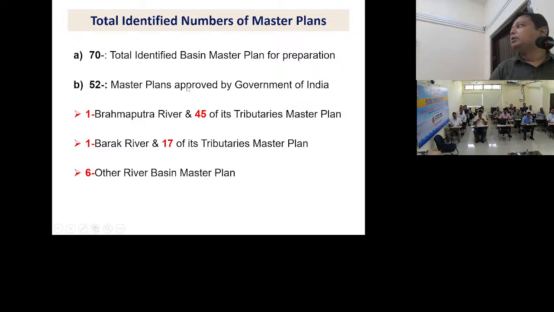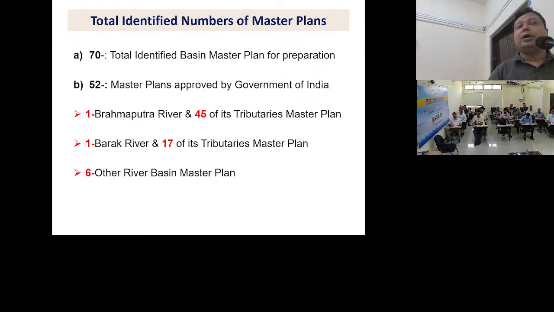So how many tributary levels? One Brahmaputra River master plan. For Brahmaputra River, we have 45 tributary-level master plans that we have identified. Again, for Barak River also, one Barak River master plan, and there we have 17. And as I have said, there are some small other basins apart from these two basins. Those are these 6. So in total, in Brahmaputra Board, we identified 70 basins or sub-basins, and for most of them we have prepared master plans. Only a few master plans remain to be prepared.